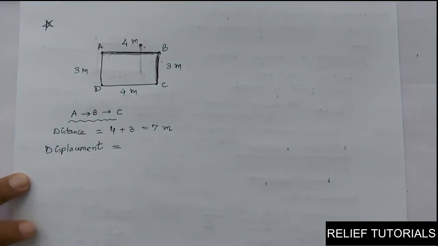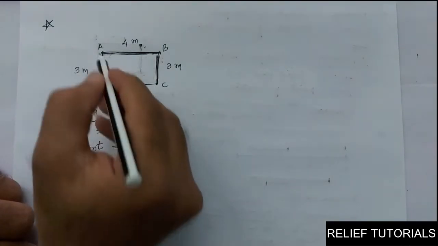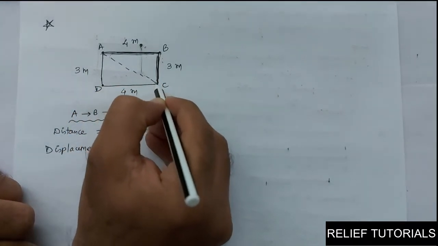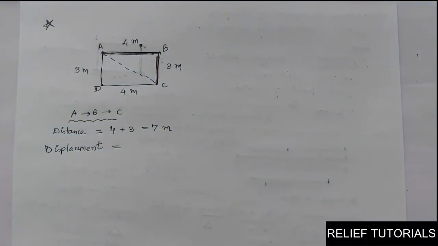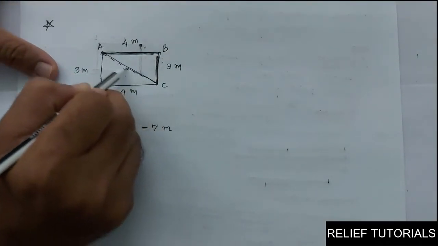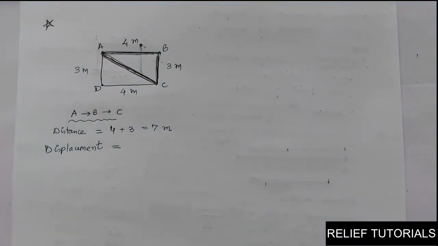Now displacement. Displacement here means straight distance between initial point and final point. Initial point is A and final point is C. So I think this is the straight distance between initial point and the final point. So how will you find this distance? How will you find this AC here? No information about this AC is given to you.